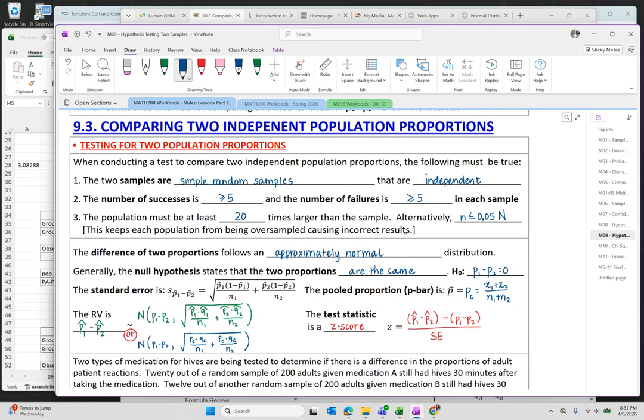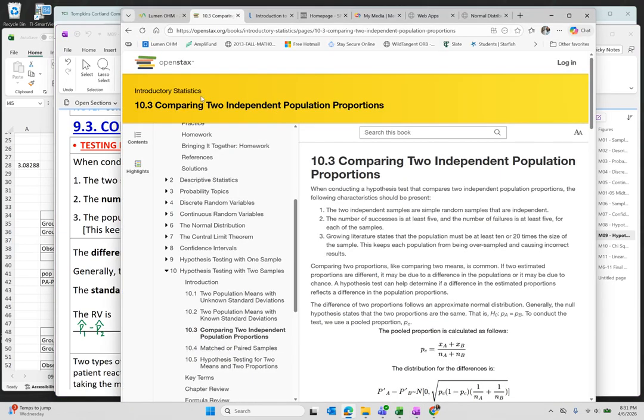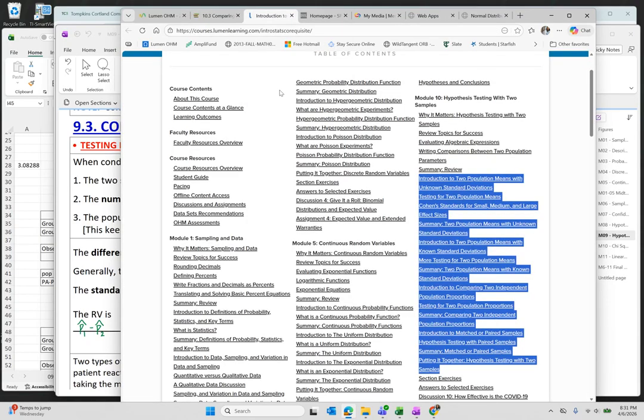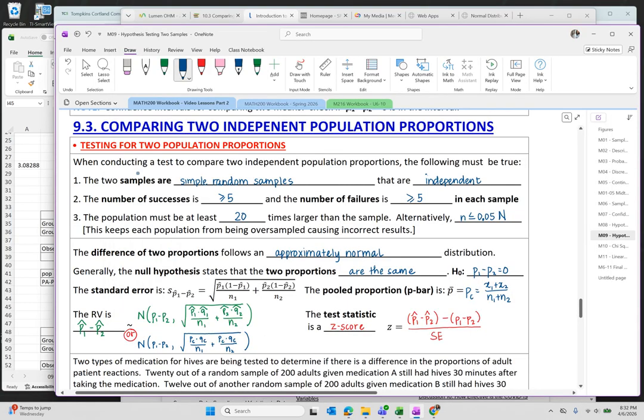In section 9.3 of our statistics OER course, we will conduct hypothesis testing comparing two independent population proportions. In the introductory statistics textbook by OpenStax, this is section 10.3, and in the Lumen book Introduction to Statistics Corequisite, we are still in module 10 for hypothesis testing with two samples.